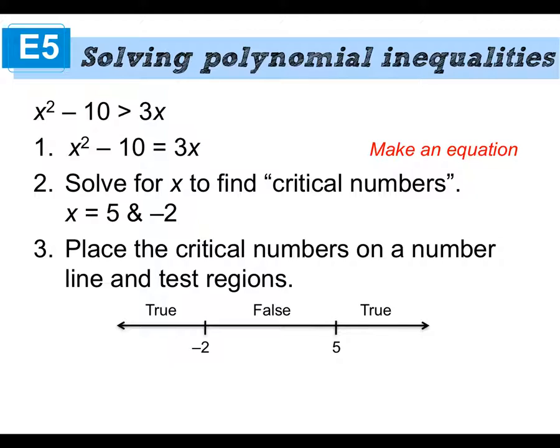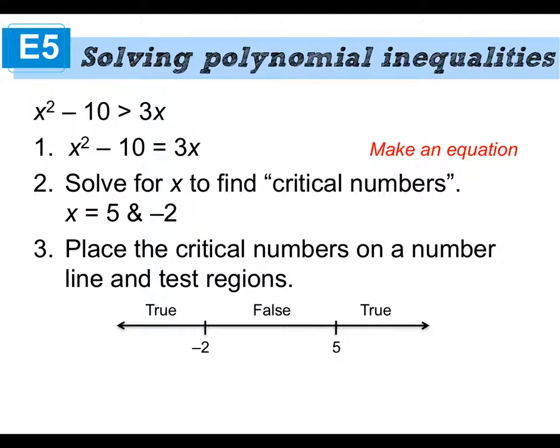Those two critical numbers divide the number line into 3 regions. You need to test all 3 regions. It is a fatal mistake to test one region and assume that it flips back and forth across every critical number. That isn't always the case. Let's start with the easy one.